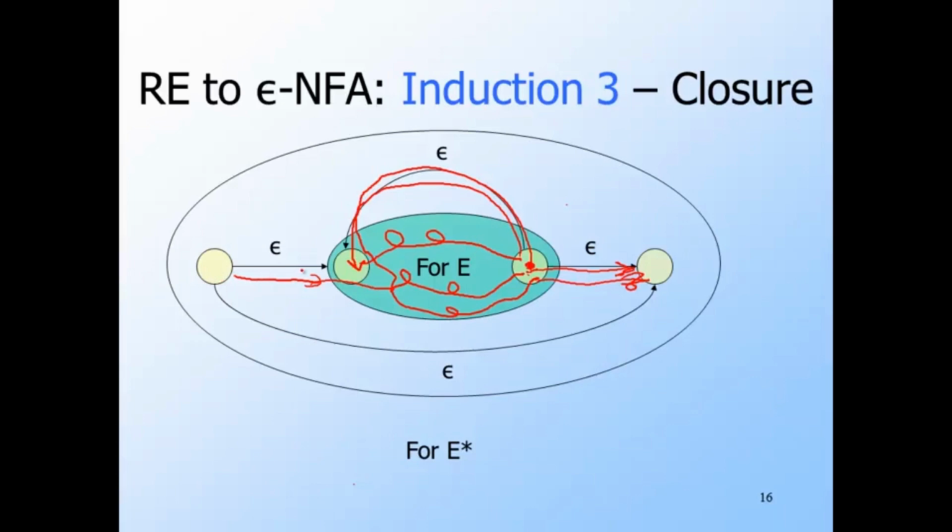You can go through the automaton for E 0 times by just going around it, or you can go through it once, twice, 3 times, as many times as you like.